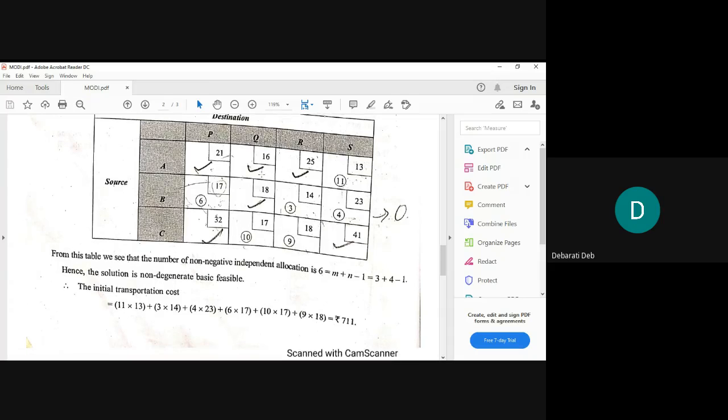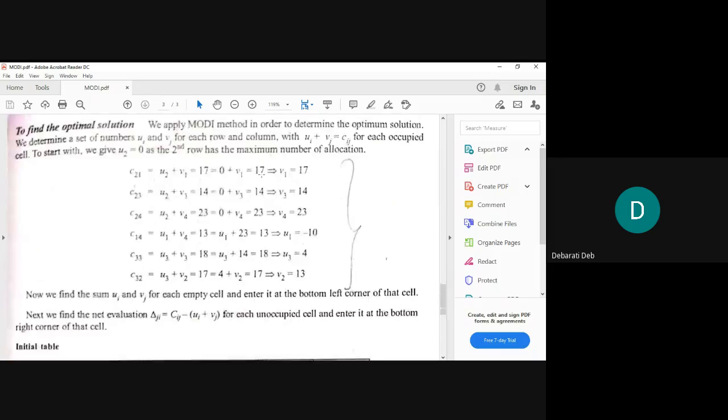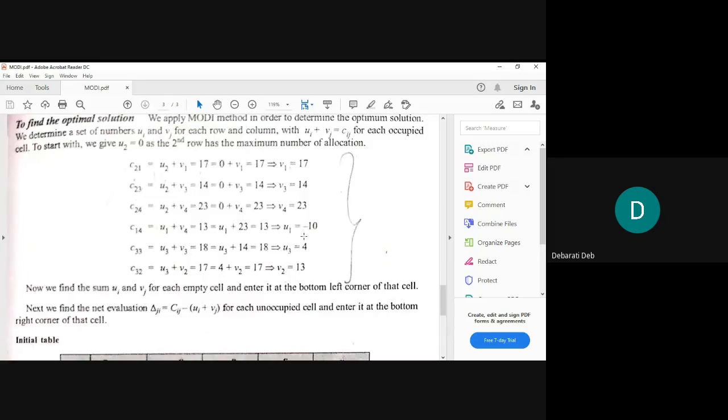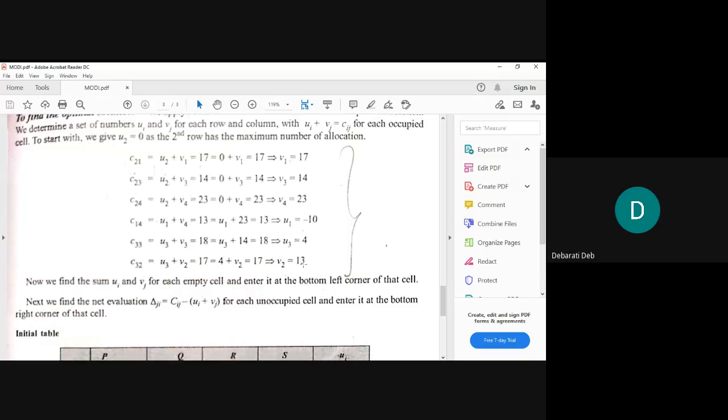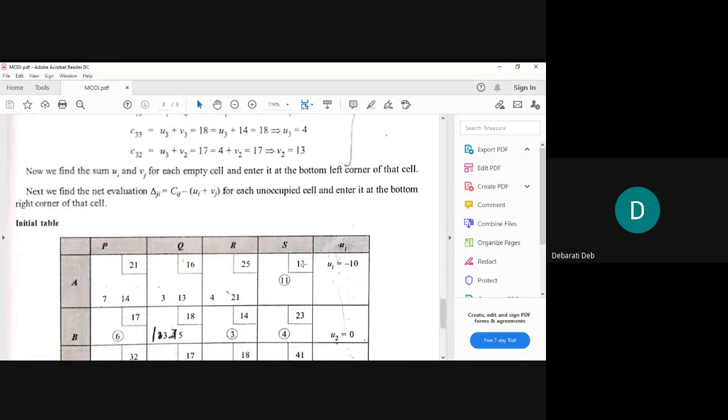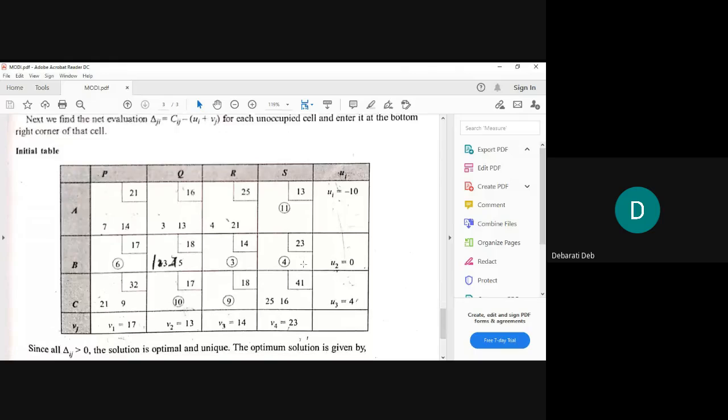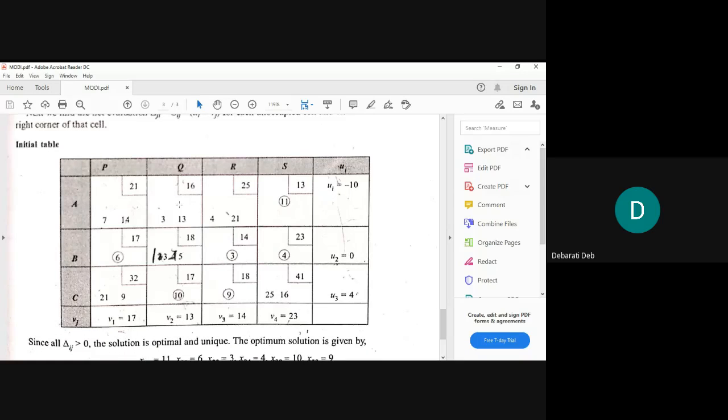Yes, exactly. Very good. So it will be U1 plus V2. Then let us see what the value of U1 is. U1 is minus 10 and V2 is 13. So minus 10 plus 13 will give you 3, right? So in the second cell, that is in the cell of 16, you write 3 in the left hand side corner at the bottom. And you will deduct this 3 from the cost allocated in this cell, that is 16. So it will be 16 minus 3, that is 13.